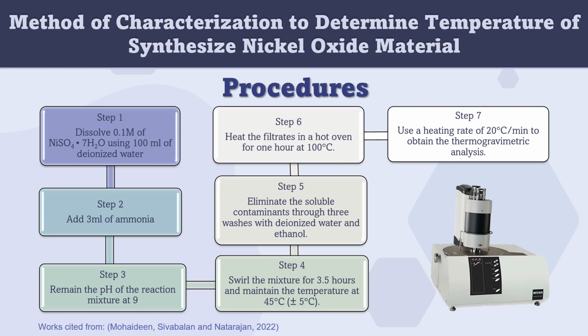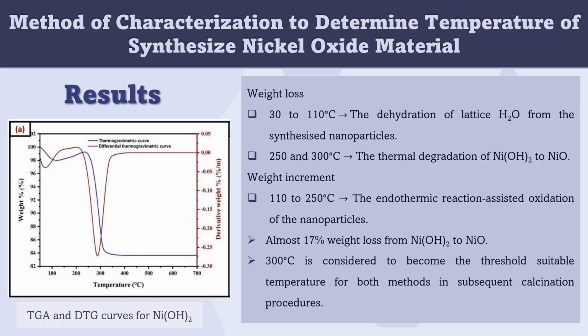Finally, use a heating rate of 20 degrees Celsius per minute to obtain the thermogravimetric analysis on a Perkin-Elmer STA 6000. The primary weight change that occurs in the temperature range from 30 to 110 degrees Celsius can be ascribed to the dehydration of lattice H2O from the synthesized nanoparticles. The second weight loss is observed at temperatures between 250 and 300 degrees Celsius. This is probably caused by the thermal degradation of nickel hydroxide to nickel oxide. There is a modest weight increase in the temperature range of 110 to 250 degrees Celsius, which may be caused by the endothermic reaction-assisted oxidation of the nanoparticle.